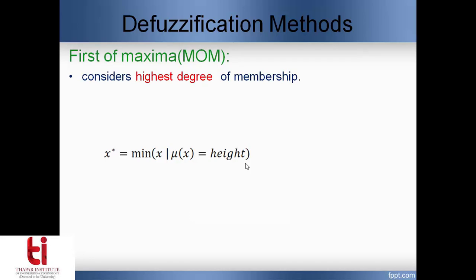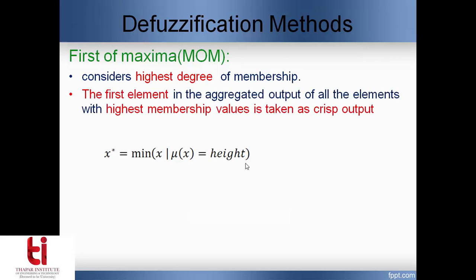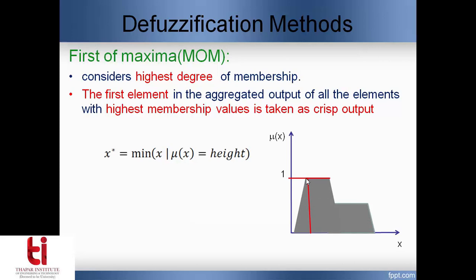First of maxima, again, considers the highest degree of membership, but here instead of taking the mean, I consider the first point which has the highest membership value. So in this interval, let's say again this interval is AB. Let this point be A and let this point be B. So instead of finding the mean, I just consider the first element which has the highest degree of membership as the crisp output. Okay.